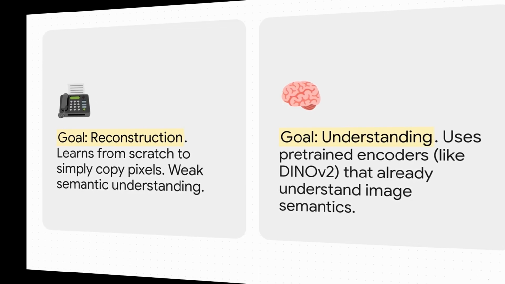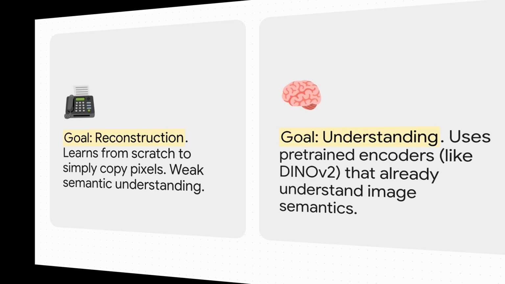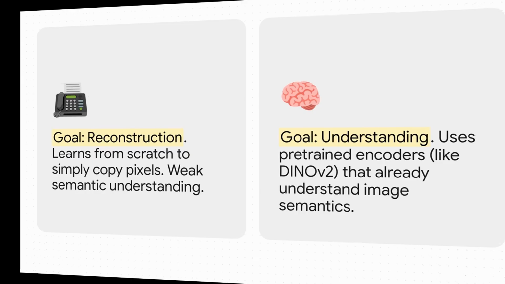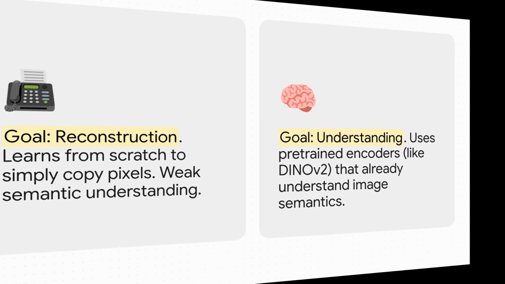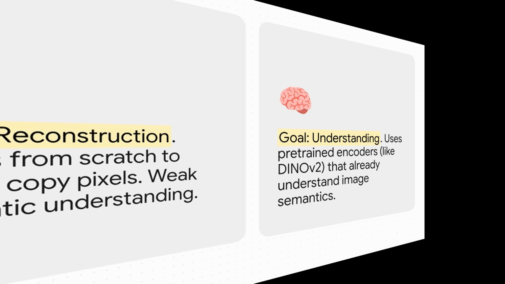It takes a powerful, pre-trained vision model, like Meta's DINOv2, an AI that already understands concepts from being trained on tons of images, and it uses that as its expert encoder. It's the difference between learning to trace a drawing versus having an expert artist describe the scene to you.